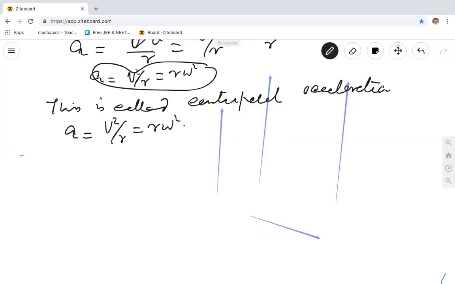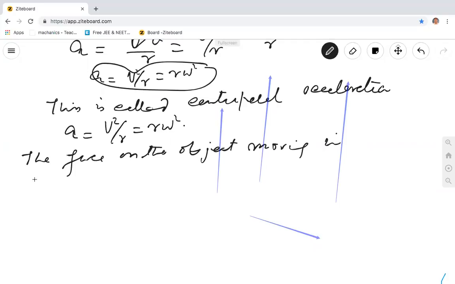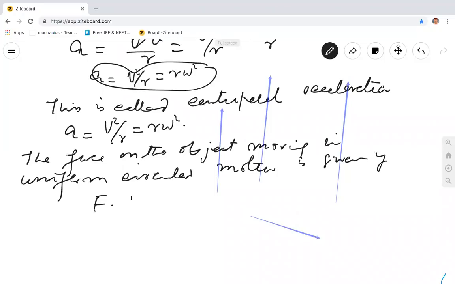Now, what is the force? The force on the object moving in a circle, in uniform circular motion, is given by what? F is equal to ma, isn't it? Mass to multiply karoge na, m r omega square. That's m v square by r is equal to m r omega square.